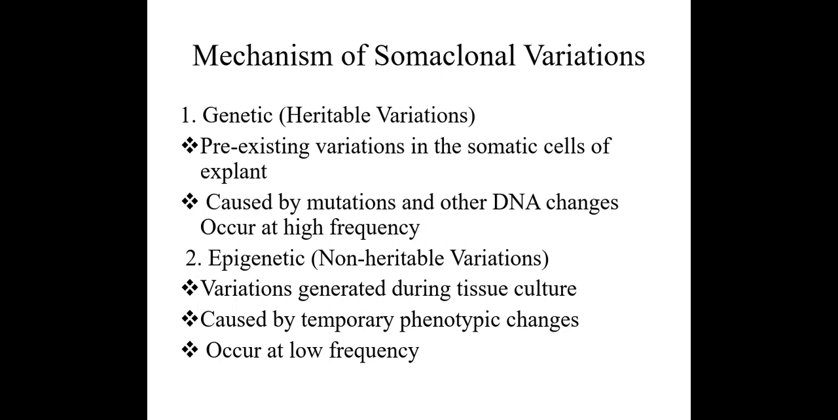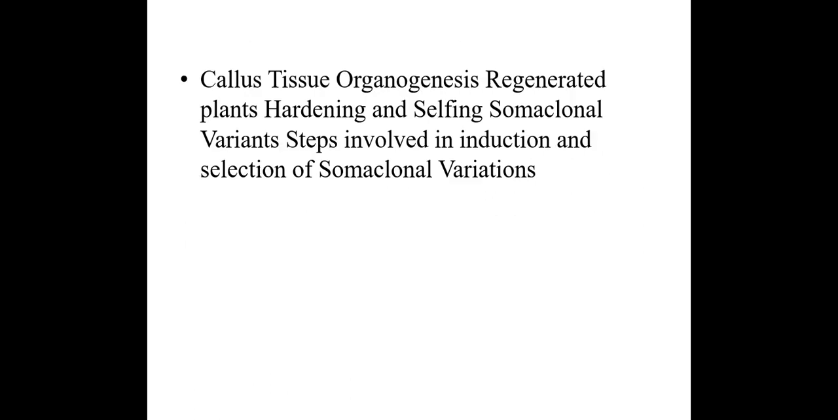Mechanism of somaclonal variation. Genetic, heritable variation: pre-existing variation in somatic cells of the explant plant, caused by mutation and other DNA changes that occur at high frequency. Epigenetic variation is non-heritable: variations generated during tissue culture, caused by temporary phenotypic changes that occur at low frequency.